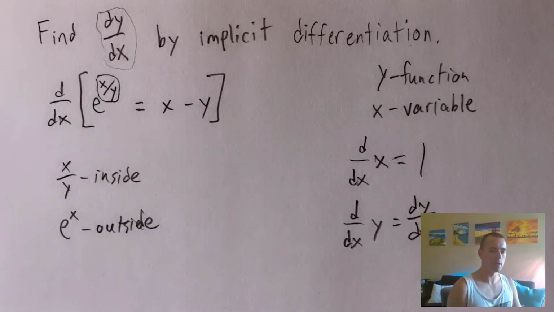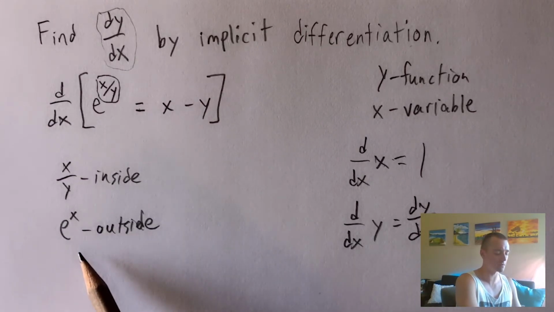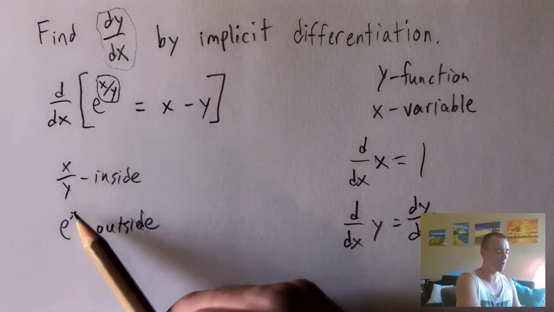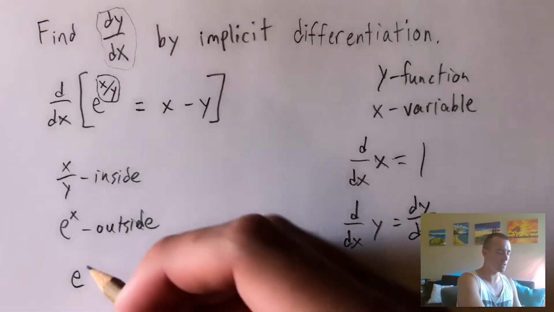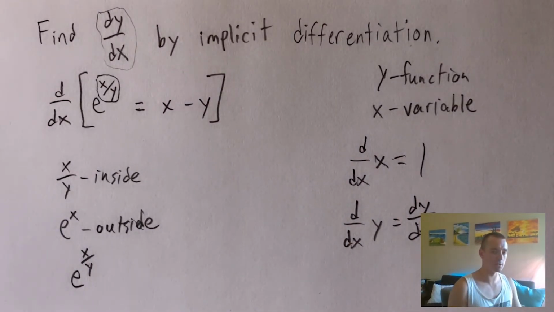So by chain rule, in order to find the derivative of this whole thing, what we need to do is take the derivative of our outside function with our inside function left alone, still plugged into our outside function. And then we need to multiply that by the derivative of the inside function. So basically, we need to take the derivative of our outside. Well, the derivative of e to the x is just e to the x. So taking the derivative of this outside function, leaving the inside function the same, is still just going to give us e to the x over y. And that's just because e to the x is the derivative of e to the x.